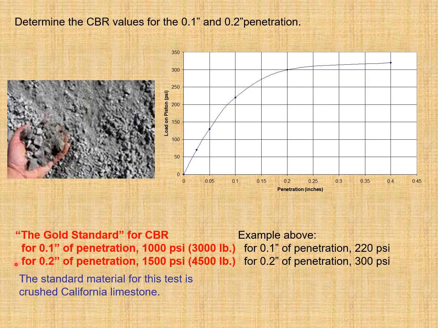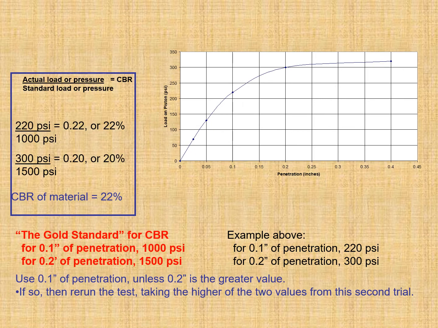Now in this example you can see that for 0.1 inch penetration, the pressure that you are having is 220 psi, and corresponding to 0.2 inches penetration you are having 300 psi pressure. Keep this in mind that the standard material for this test is the crushed California limestone. So we can determine the CBR values for 0.1 inch penetration and 0.2 inches penetration.